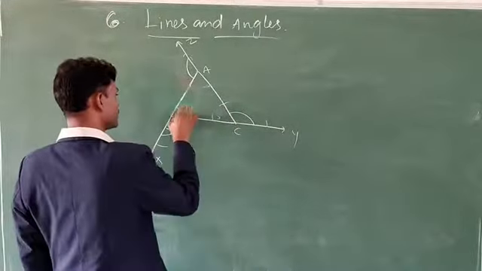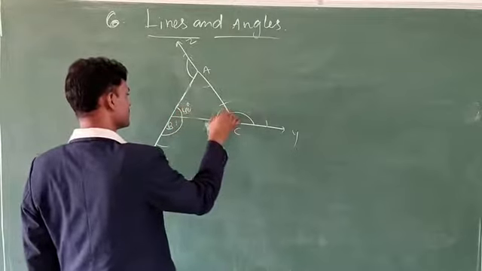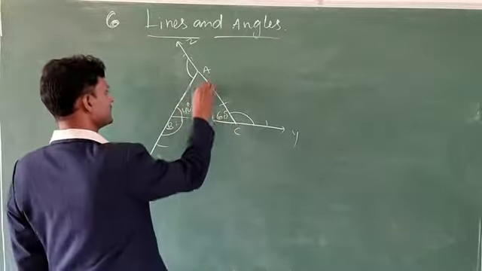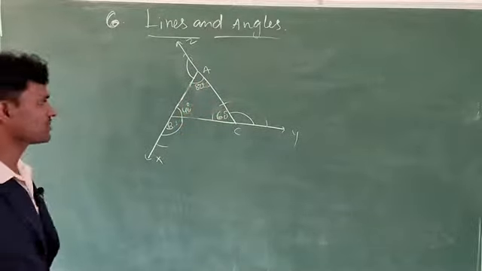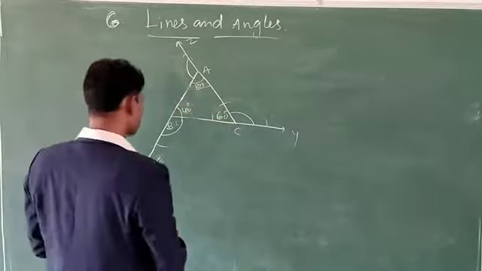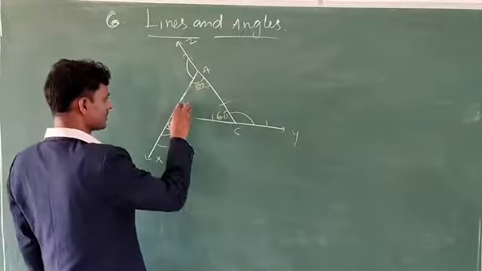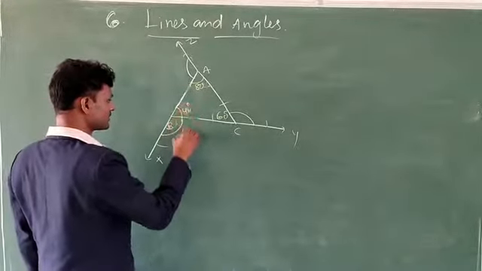This is 40 degrees, this is 60 degrees. You have to take 40 plus 60 on the right, then the remaining is 80. The sum of the three interior angles is equal to how many degrees? 180 degrees. Now, these two are a linear pair of angles, which means here this is 40, so this is 140.